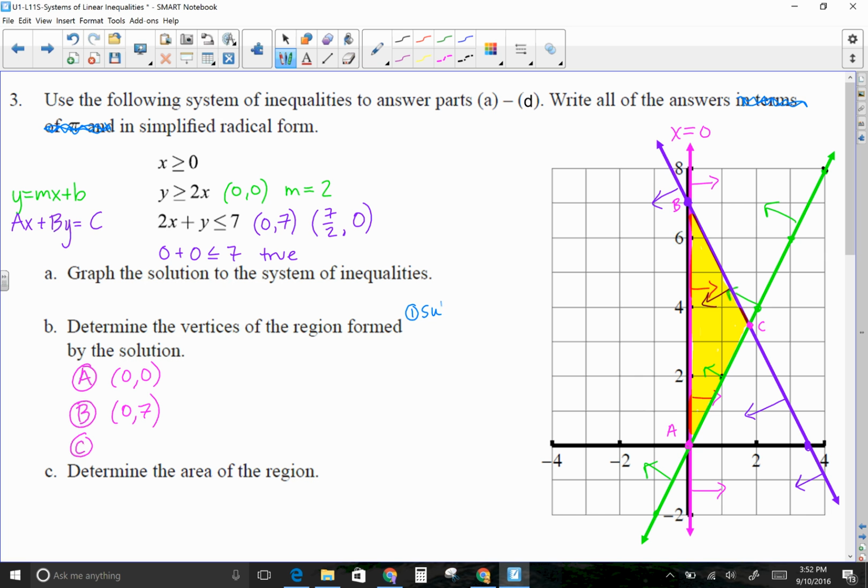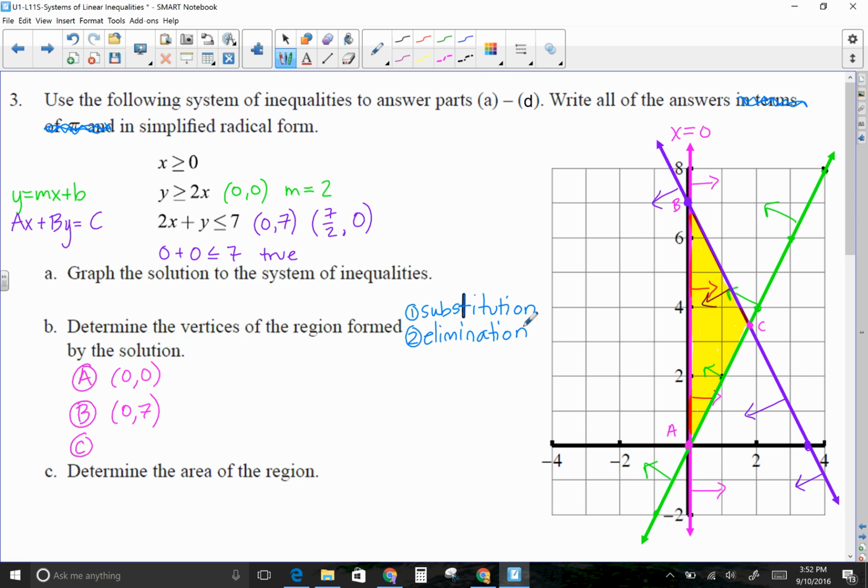One is something called substitution. Sorry, love technology, except for when it doesn't work. Substitution, we're going to go on. And number two is elimination.